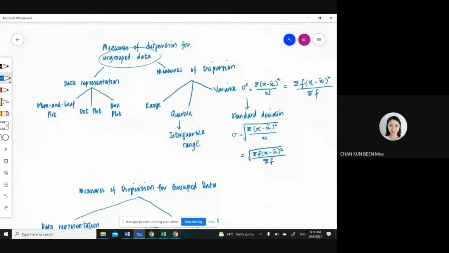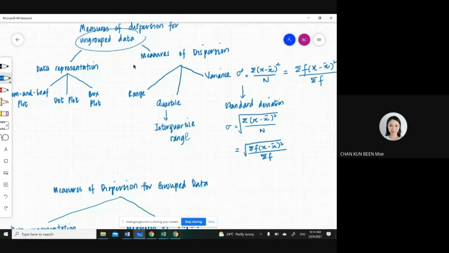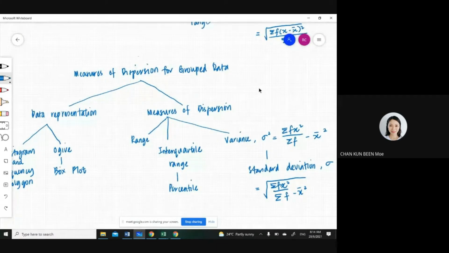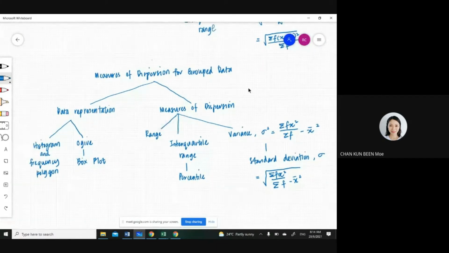So you can see the title, the measure of dispersion for ungrouped data, that is in Form 4. So now you are going to learn the measure of dispersion for group data. Group means it is grouped into classes. For example, from 0 to 5, how much is the frequency and so on. So the data representation that you are going to learn in this chapter is histogram and frequency polygon. After that, you are going to learn ogive and box plot. Box plot, you learned this before, so it's just an add-on. And then the measures of dispersion that you are going to learn, as usual, range, interquartile range, which is going to include percentile, and variance, also the same thing.